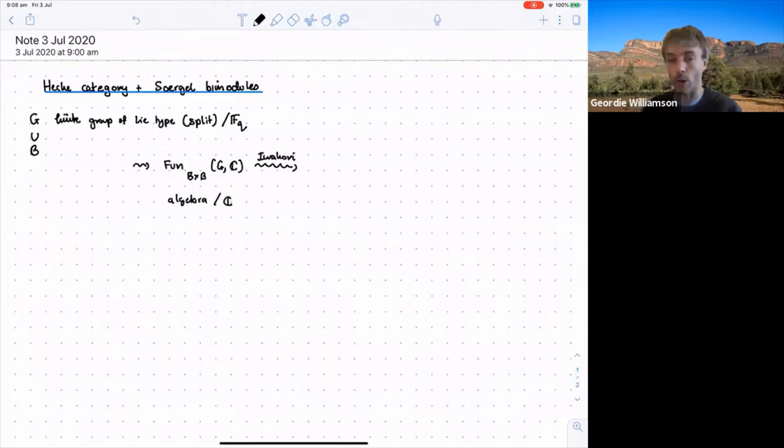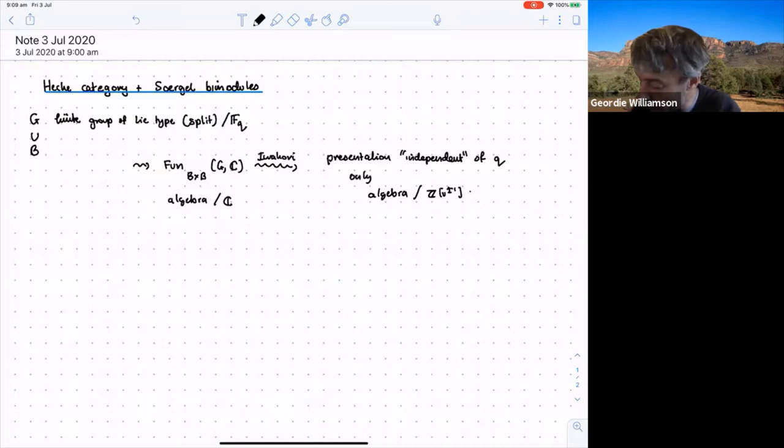What Iwahori noticed and proved is that it has a presentation which is kind of independent of Q, where Q enters in a very minor way. And so we instead get an algebra over, in our normalization, Z[v, v inverse]. So why is this powerful? Because it only depends on the Weyl group viewed as a Coxeter group.